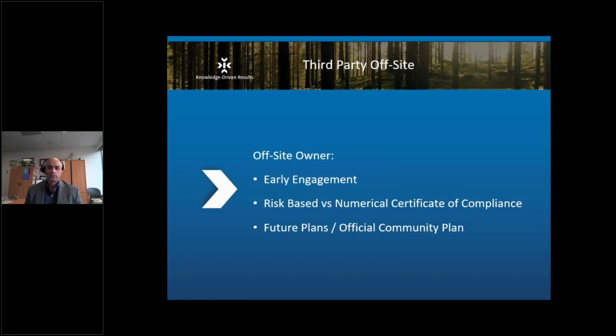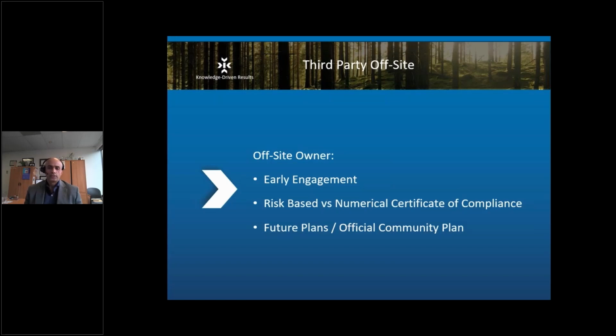And based on my experience, where we see difference in opinion is a risk-based versus a numerical certificate of compliance on offsite third parties property. Often the source site wants to address the contamination from a risk assessment point of view, and the impacted site wants a numerical certificate of compliance.